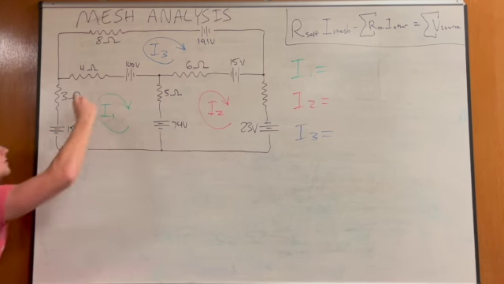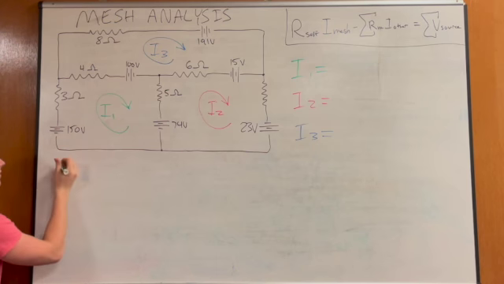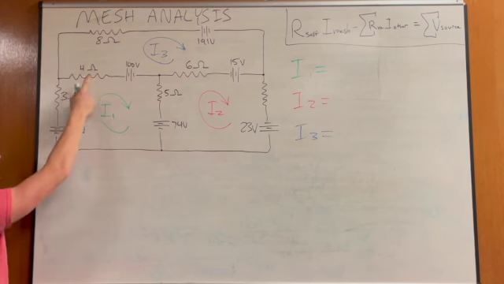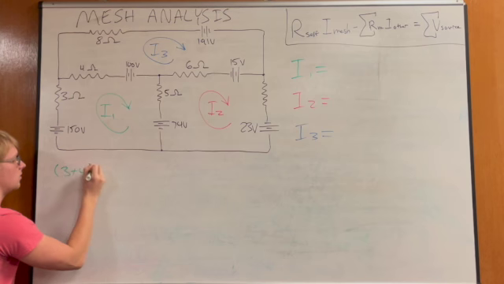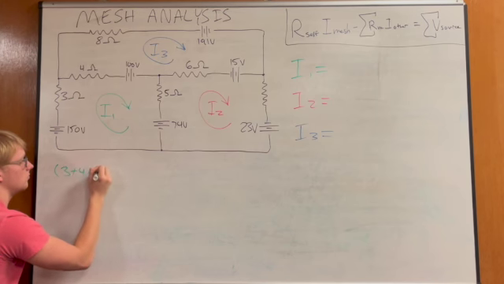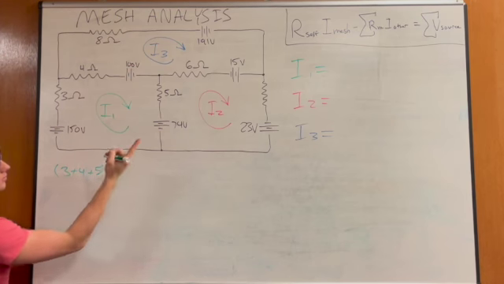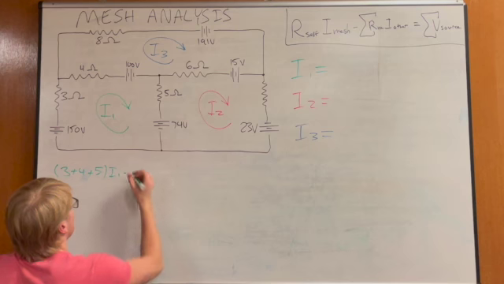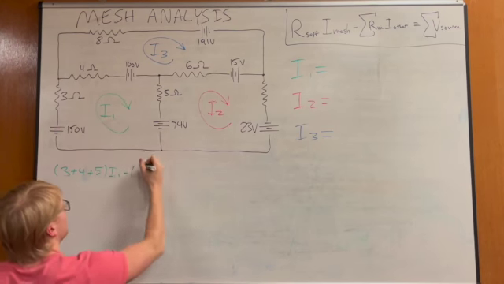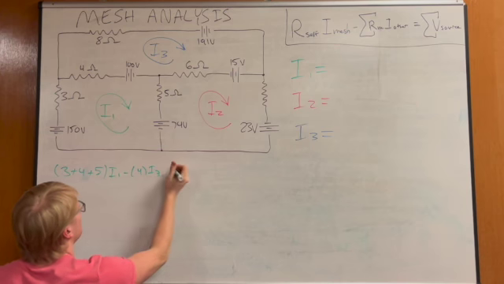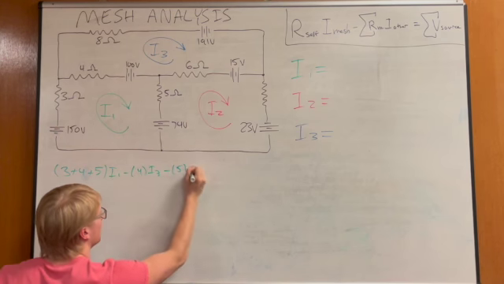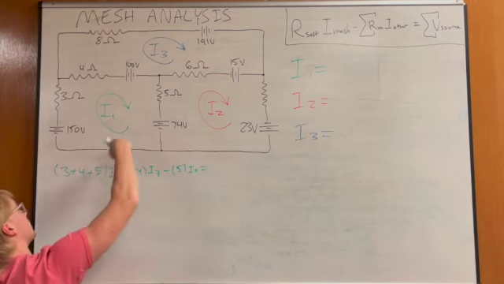But we're going to analyze the green mesh first, I1. So the self-resistance is 3, 4, and 5, times the mesh that we're talking about, minus the mutual meshes. Should be 5 and 4. So 4 times I3, minus 5 times I2. And that's going to equal the sum of the voltages.